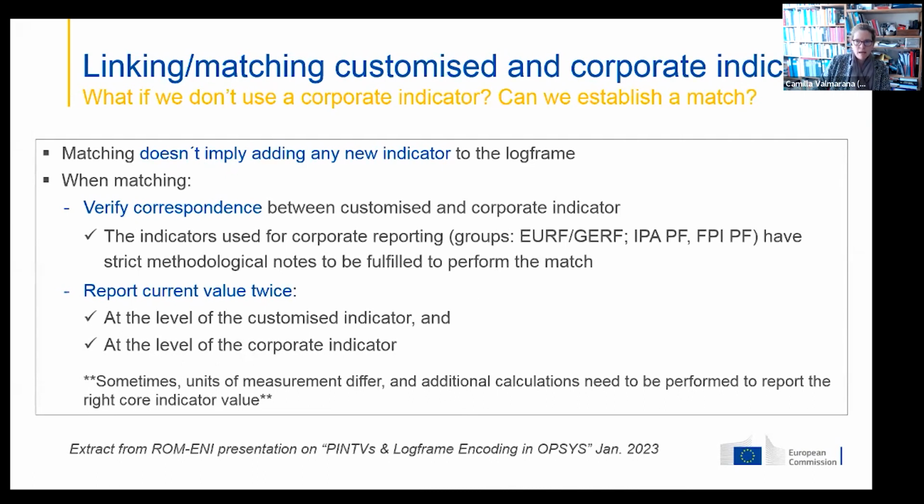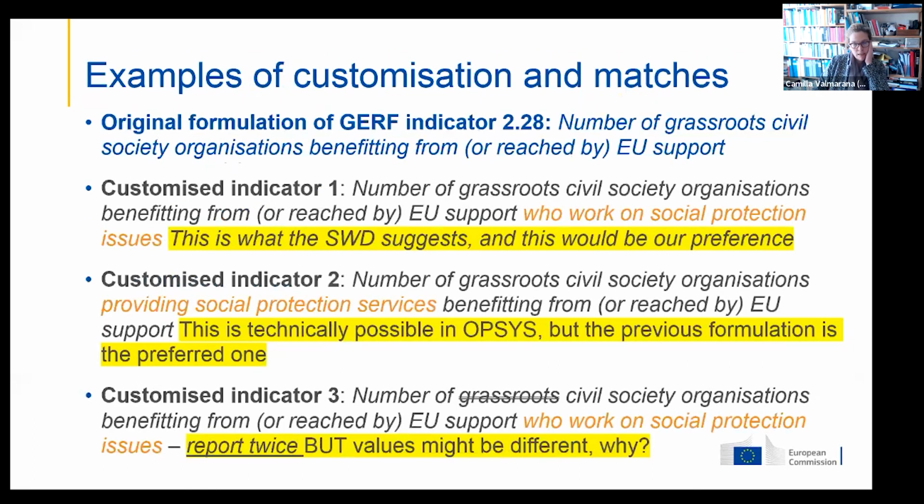Let's look now at some examples of customized indicators and matches. So the original formulation of the GERF indicator, which we took for the purpose of this short exercise, is indicator 228. Number of grassroots civil society organizations benefiting from or reached by EU support. And then we have a first customized indicator. Why customized? Because our intervention logic is focusing on social protection issues.